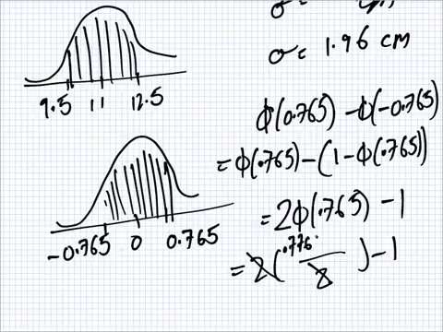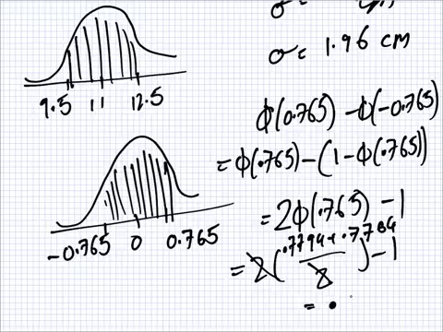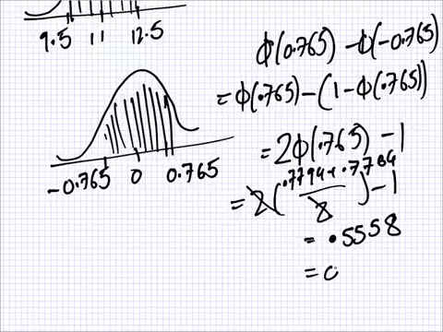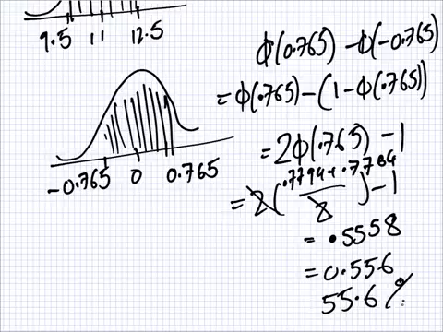6, and then the next one 0.94, and then the next one, and the first one, oh, so it was 64, okay. So 0.7794 plus 0.7764 minus 1, so the answer is 0.5558, or if you want, that's 0.556, 55.6%.